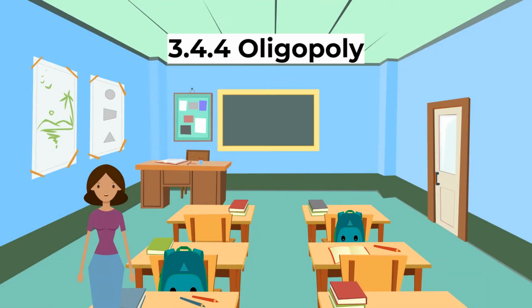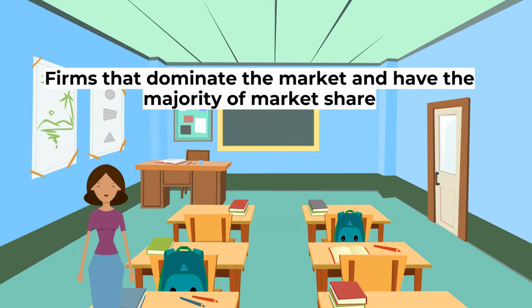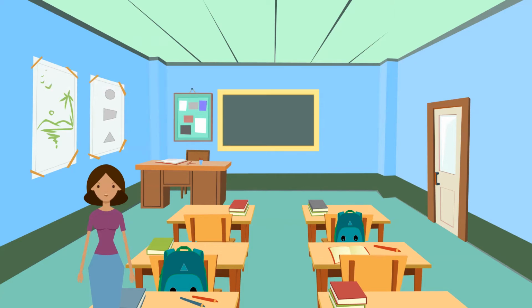Starting off today with oligopolies. What are the characteristics of oligopoly? An oligopoly is where there are a few firms that dominate the market and have the majority of the market share, although this does not mean there won't be other firms in the market.